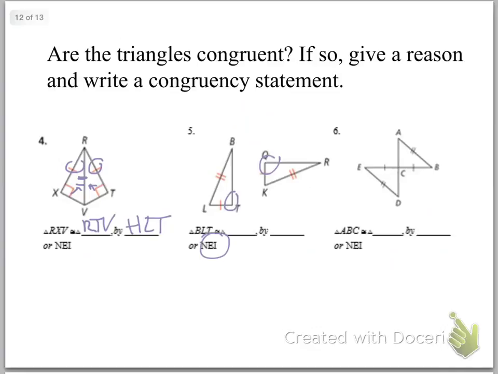My next one, they do have vertical angles in here, so they should be congruent. Okay, but I do not state that they're right angles, so I cannot use hypotenuse leg theorem because they might not be right angles. So let's see if I have an angle shortcut. So I have angle side side. That is not a shortcut, so I have not enough information.